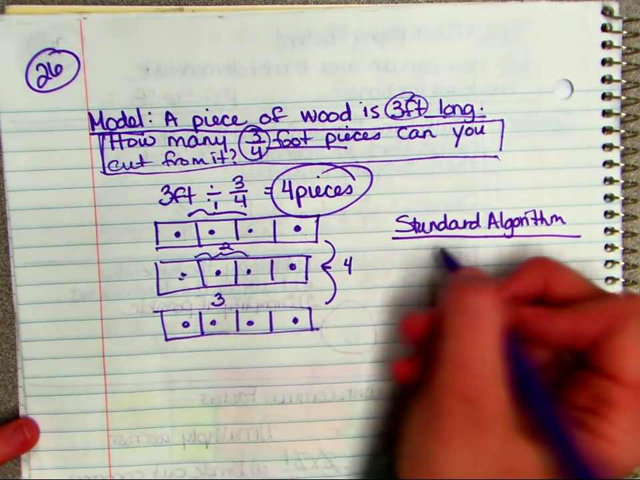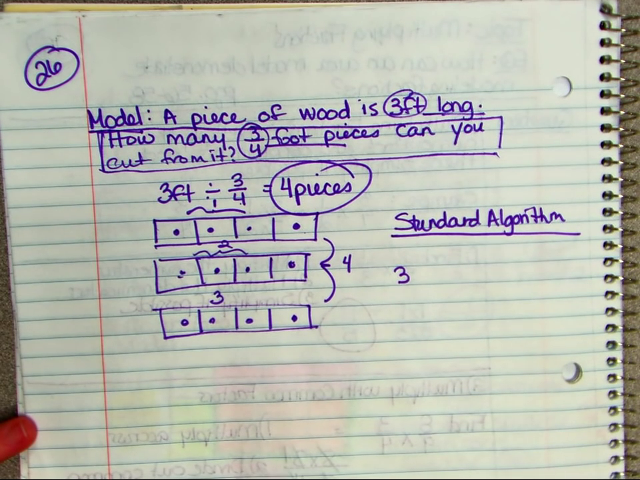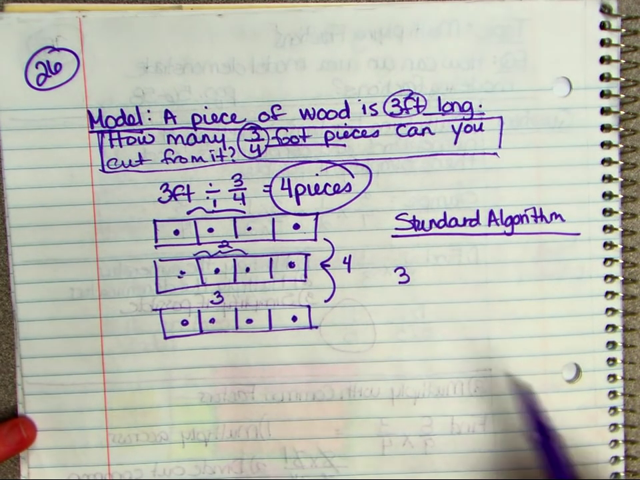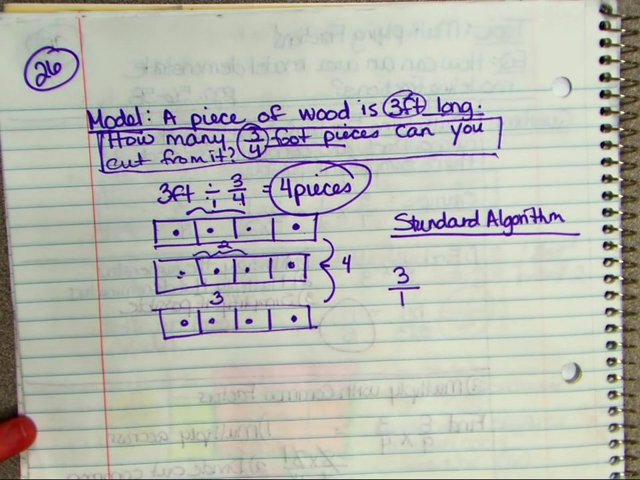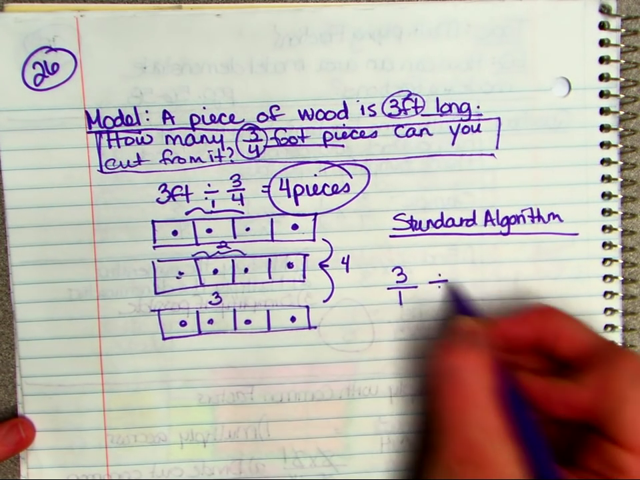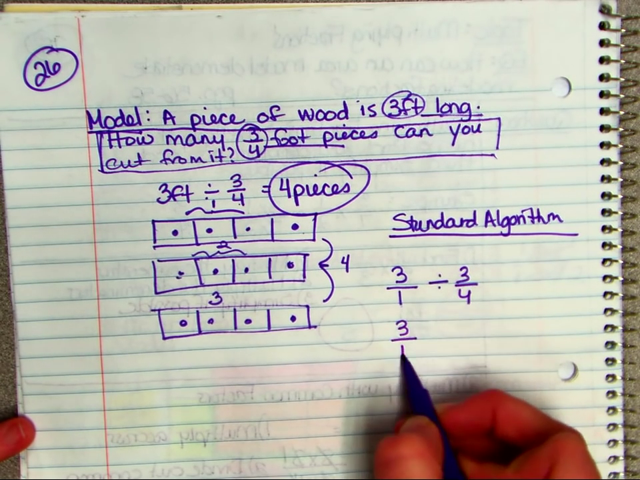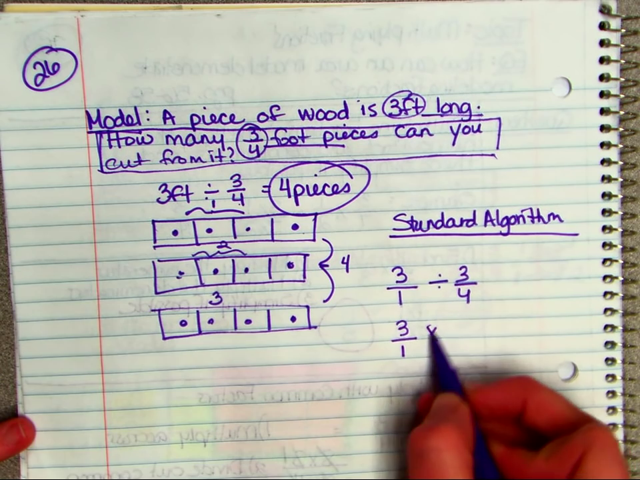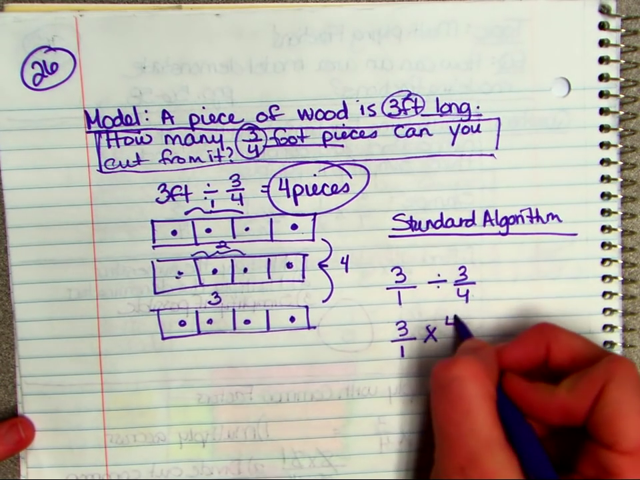I'm going to take 3 feet, and the first thing I want to do is change that into a fraction. So 3 becomes a fraction when I put a 1 under it. Anytime you take a whole and you put a 1 under it, you've got a fraction. So I'm keeping it, and then I've got 3/4. So I'm going to rewrite this now. I'm going to keep the first fraction, change my division to multiplication, take my second fraction, and flip it to the reciprocal.